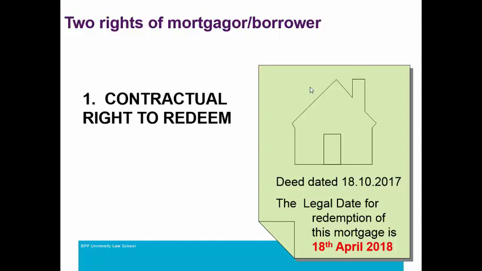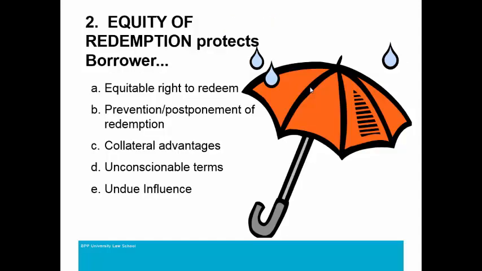So what has equity done? Well, equity has introduced the equity of redemption, and it's an umbrella term for a collection of all sorts of other rights which a borrower has, including the first one on the slide, an equitable right to redeem. Please beware of confusing these similar terms. Equity of redemption is the term that encompasses all of the rights and protections that the borrower has, whereas the equitable right to redeem is simply one of those rights.